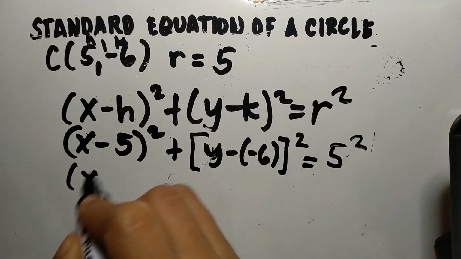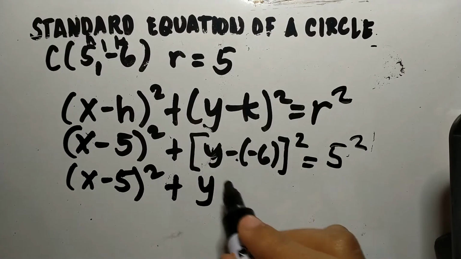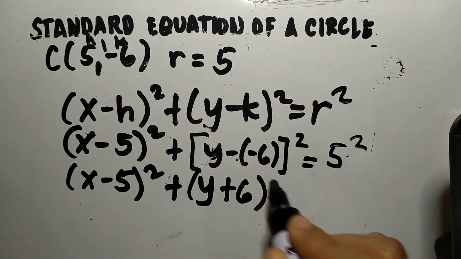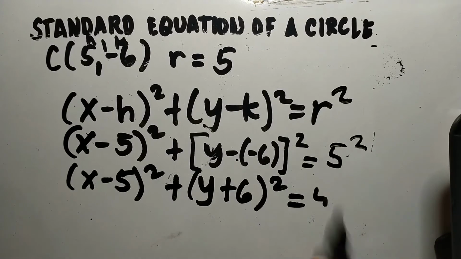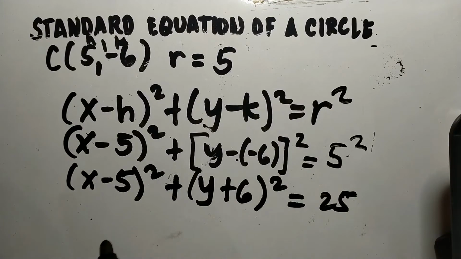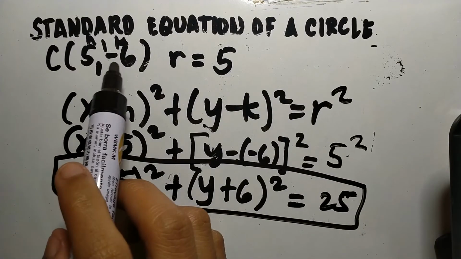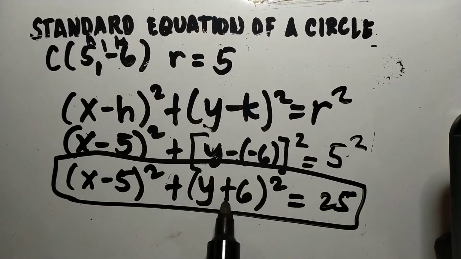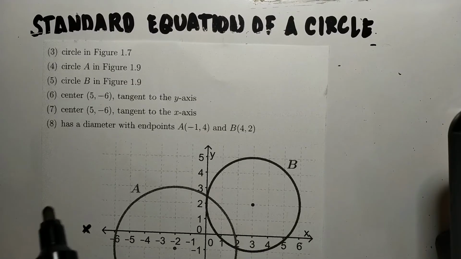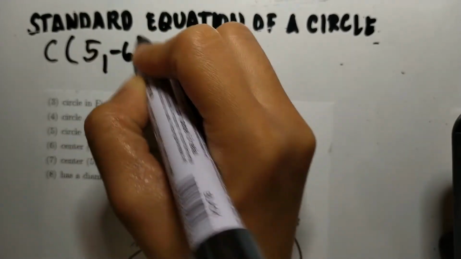Ngayon, simplify lang natin. Plus y, negative times negative, positive 6 squared. 5 times 5 is 25. So, ito yung final answer. So, mapapansin nyo, pag negative ang coordinate, nagiging positive ang final answer. So, ayun lang. Para naman sa item number 7, pareho pa rin yung center natin at 5, negative 6.